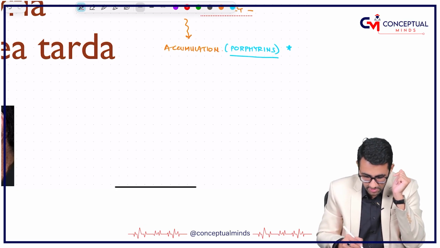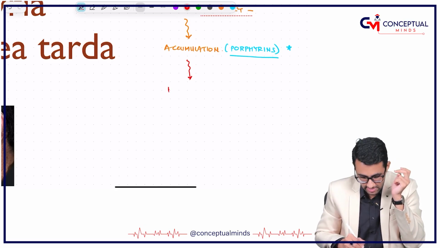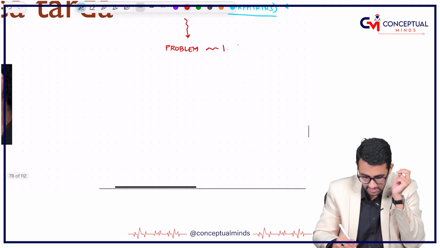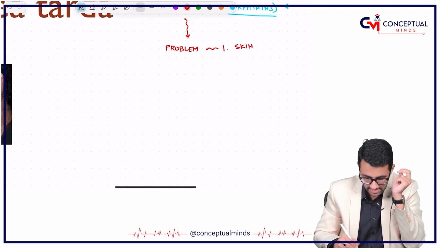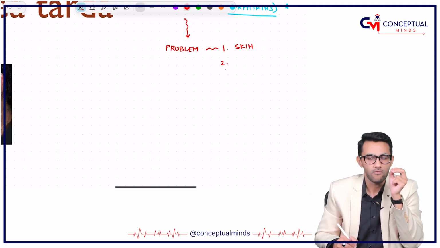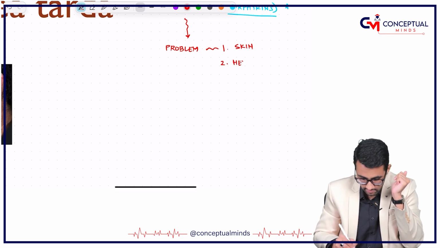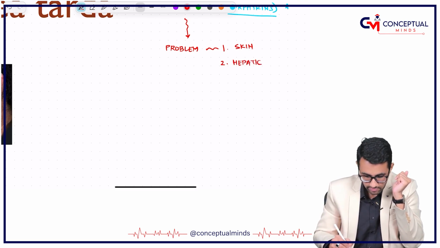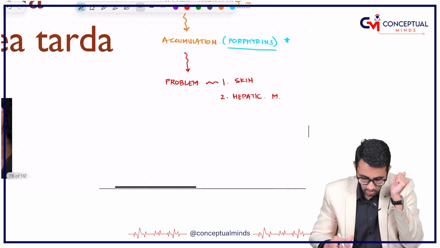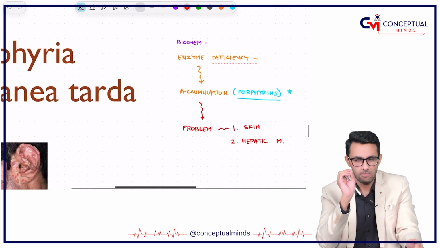And what's going to be the problem? The problem is going to be in two areas. First, we will have the skin manifestation. And second, because of the heme synthesis, we would have hepatic manifestations as well. Alright, so now you have the orientation about this chapter.